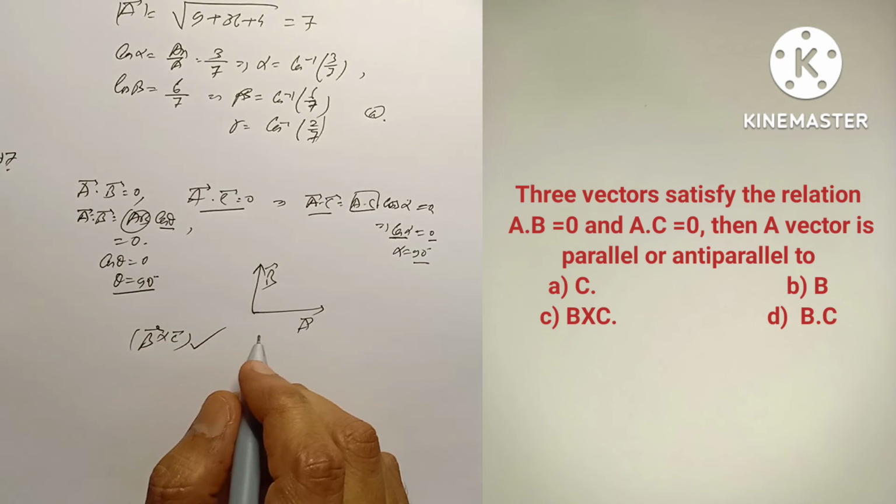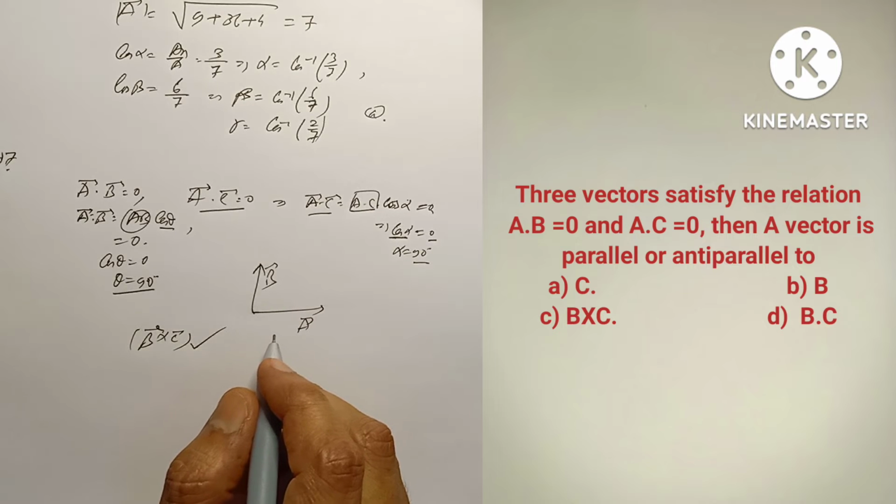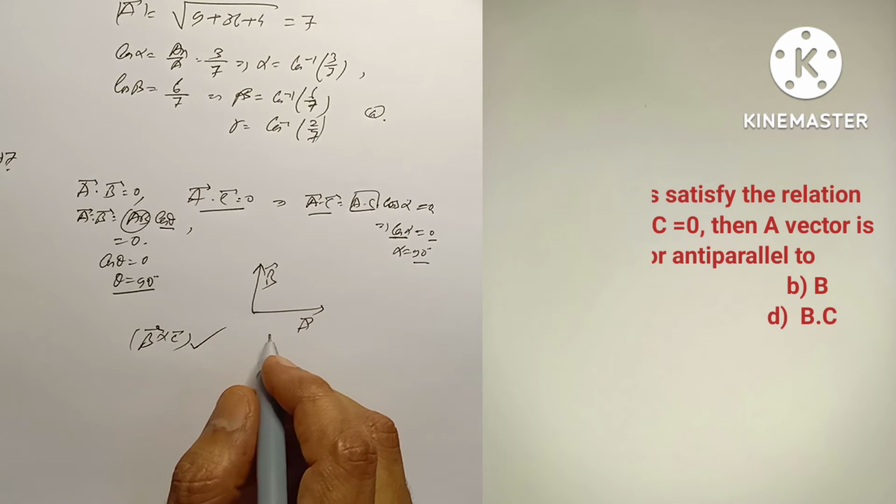And also b dot c is a scalar quantity, not a vector quantity. So option D is also incorrect.